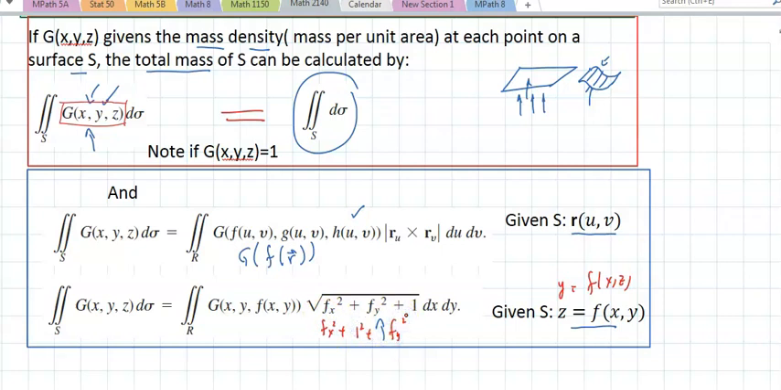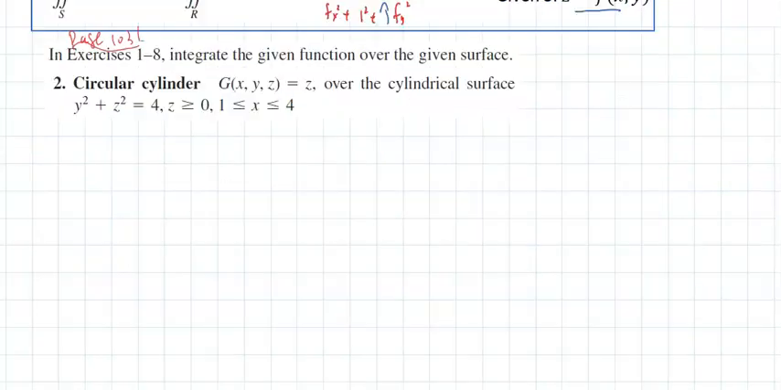I derived that in the last section. I derived it in z equal. I could have derived it in terms of any of those other functions. You could adjust accordingly. Now let's look at some examples. I look at page 131. Integrate the given function over the given surface. It says g of x, y, z is g of x over the cylindrical surface.